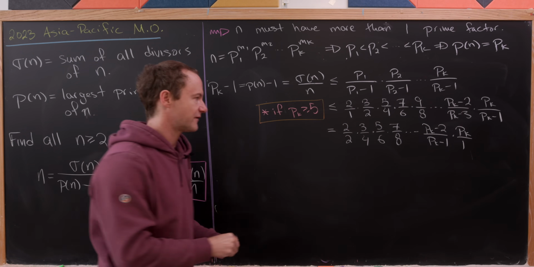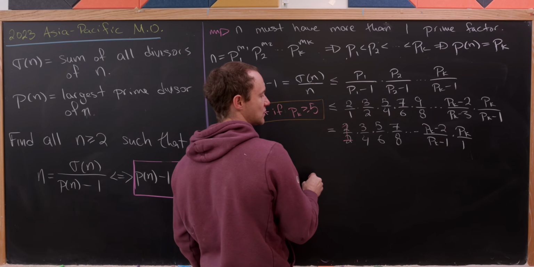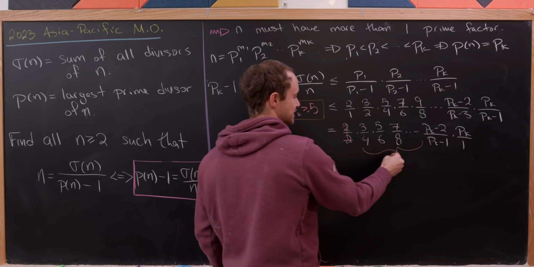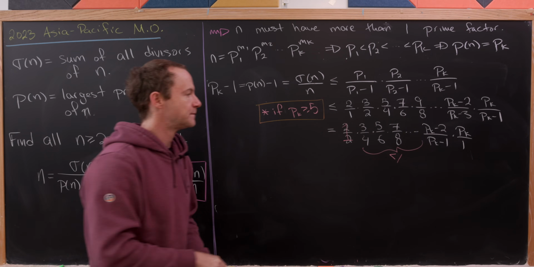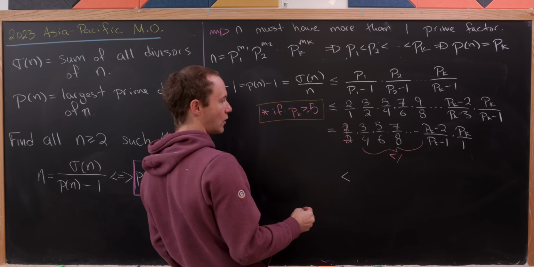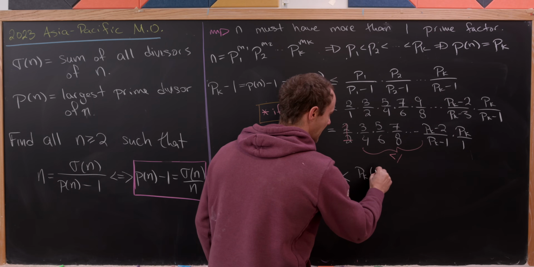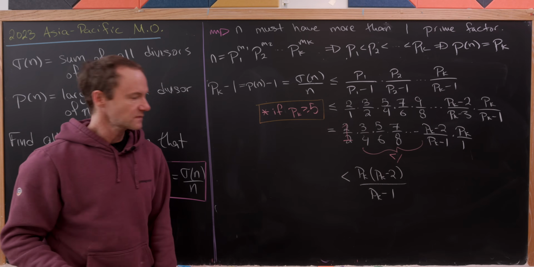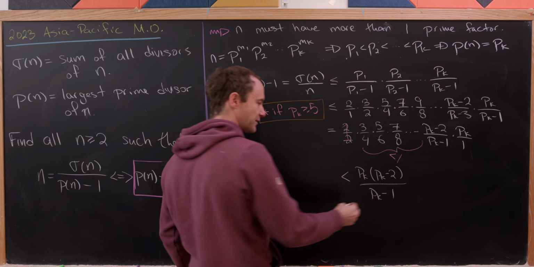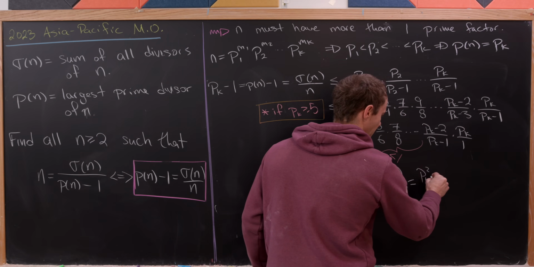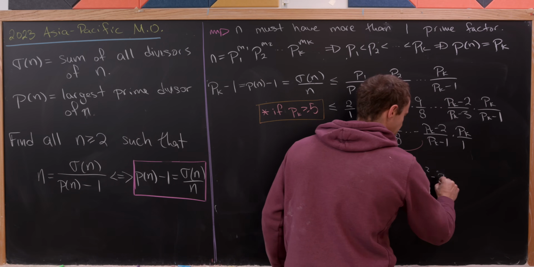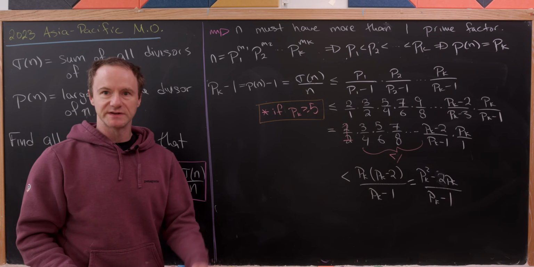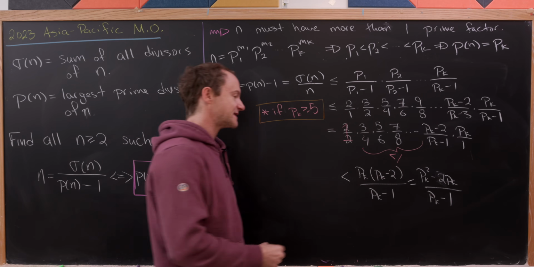But now observe what I'm left with. This 2 over 2 is equal to 1. And then all of this stuff in the lead up to the last terms are all less than 1. So that builds me this inequality where this whole thing is less than pk times pk minus 2 over pk minus 1. But now we're going to see that that's problematic. I'm going to multiply that out, and I'm going to get pk squared minus 2 times pk over pk minus 1. But now what I'll do is I'll add 1 to the numerator, and that's going to create something larger.